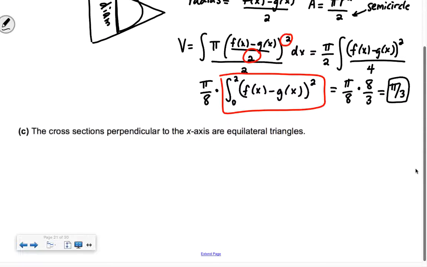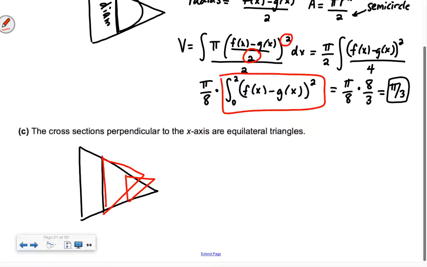All right, so this next one. So the cross section is perpendicular to the x-axis. So again, we have this triangular shape. We're taking our cross sections perpendicular to the x-axis again. So previously that was side, right, when we did our squares. But now they're going to be equilateral triangles. These ones are always hard to draw, especially if it's a triangular region. So these equilateral triangles coming up off of it.